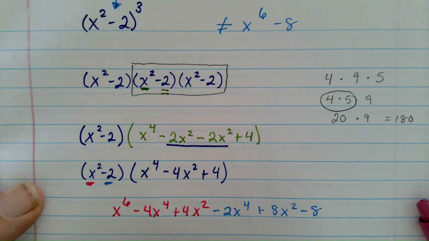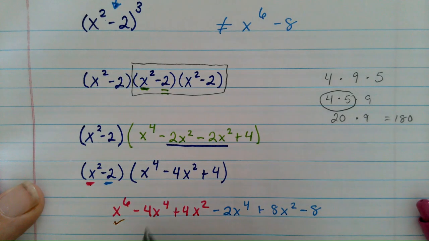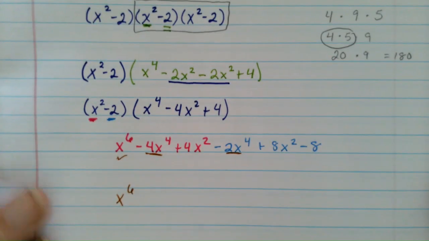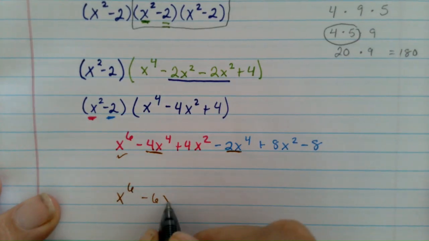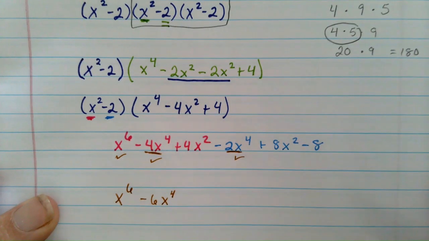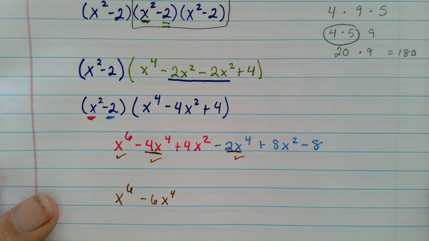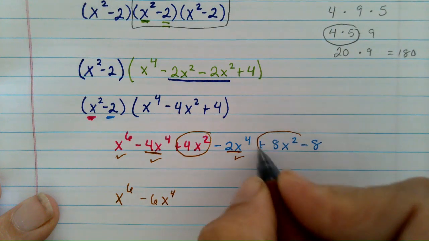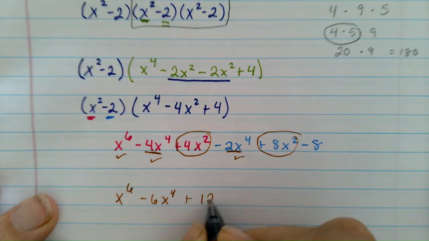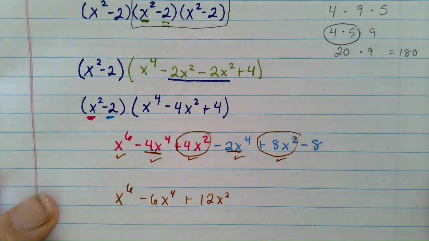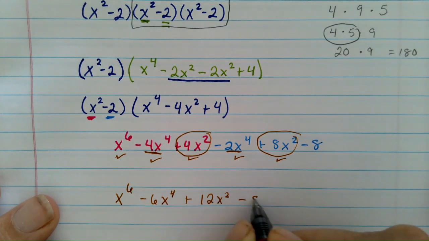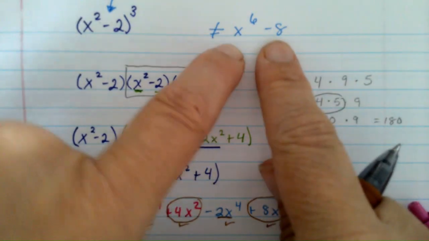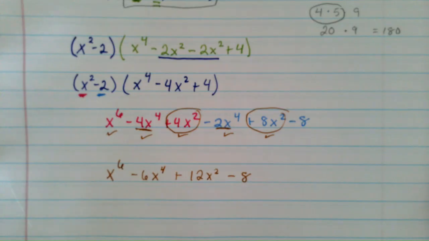So our first term is x to the 6th. This has a power of 4 and this has a power of 4. So when I put them together, I get negative 6x to the 4th. So I've used them. Notice how I'm kind of checking them off as I use them so that I remember. Here's a 4x squared and an 8x squared. So there's 12x squareds. And then the only thing left is the minus 8. So that shortcut would have only had the first and the last terms, but there was so much more here.